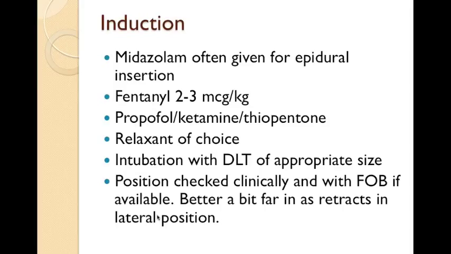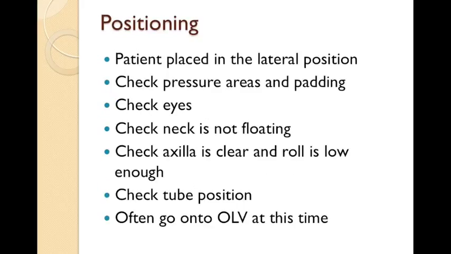Intubation, usually with a double lumen tube of the correct size. And then we check our position as we talked about last week. And it's better to put it a bit too far in, because once we put them lateral, it often pops out a little bit. We put the patient in the lateral position. We're talking about thoracotomy and lung resection. We check our pressure areas and padding. We check our eyes. We make sure the neck is not floating. We check our axilla is clear and the roll is not compressing the brachial plexus. We check the tube position.